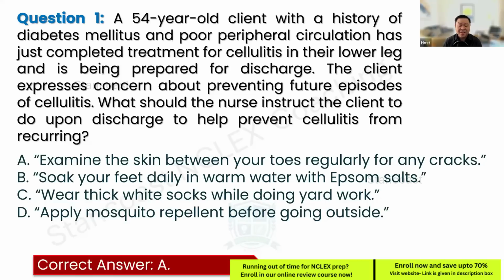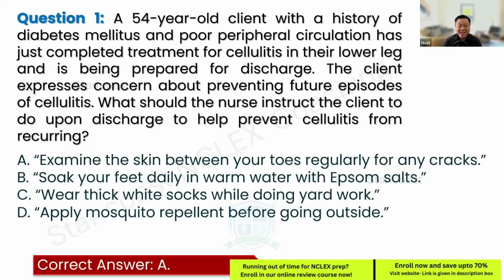You need to teach your client to check their skin between their toes for cracks, which will help identify early signs of potential bacterial entry points, which is a common cause of cellulitis. The rest of the options, letters B, C, and D, are incorrect. We know that Epsom salt can dry out the skin, and this may create cracks that will increase the risk of cellulitis. And letter C is also incorrect because wearing thick socks doesn't directly prevent cellulitis. And letter D, the application of mosquito repellent is only useful for preventing insect bites, but it doesn't prevent cellulitis.